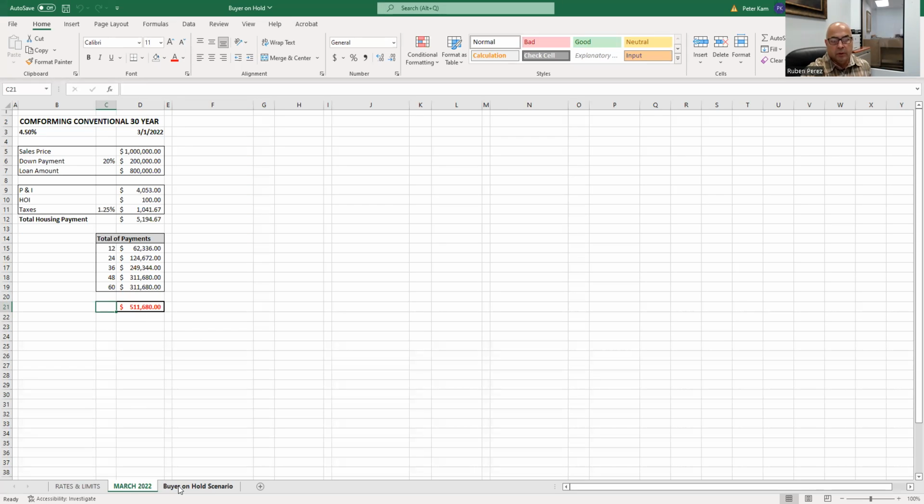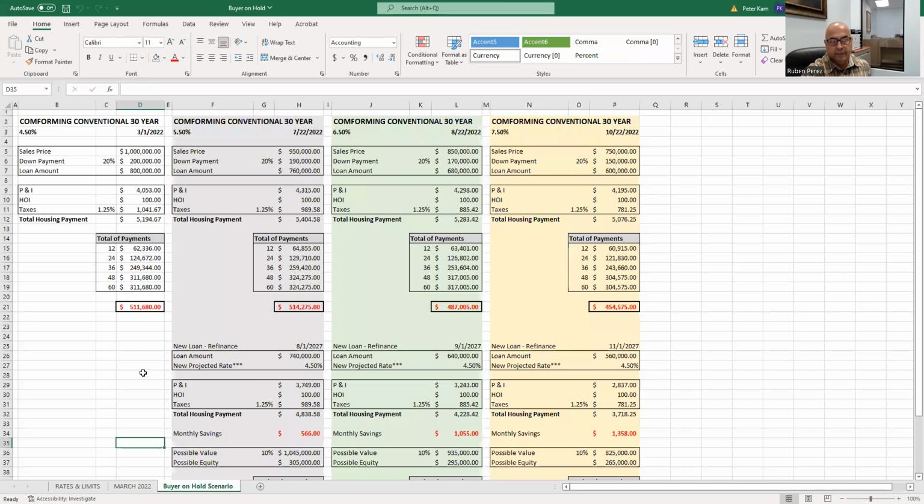Okay, so this next page, I put the buyer on hold scenario. This is the same scenario that I just went over. I color coded all the others just so you can differentiate all these scenarios. This scenario in gray is based off right now, real time. You see where it went from a 4.5, right now it's a 5.5.